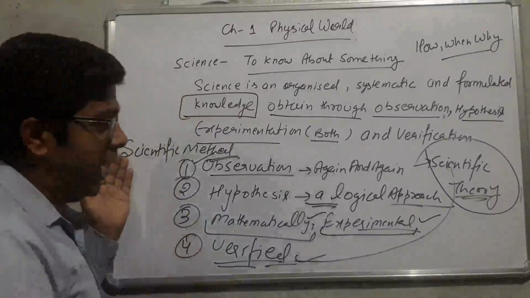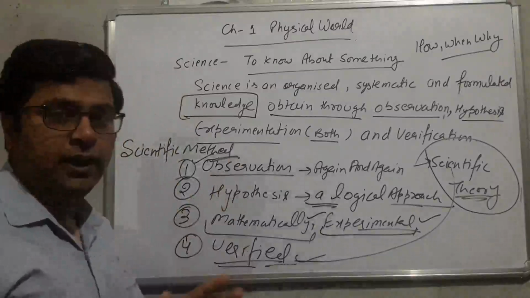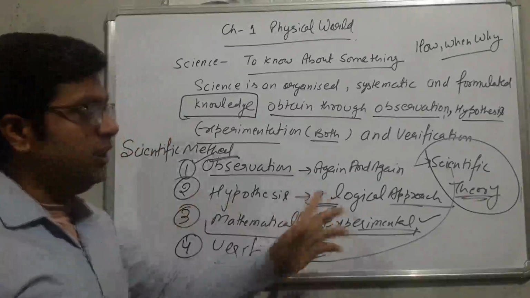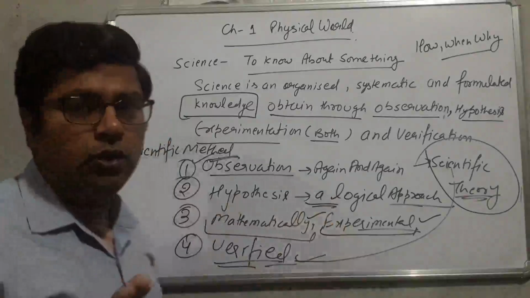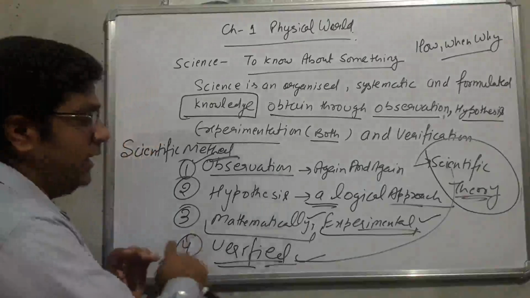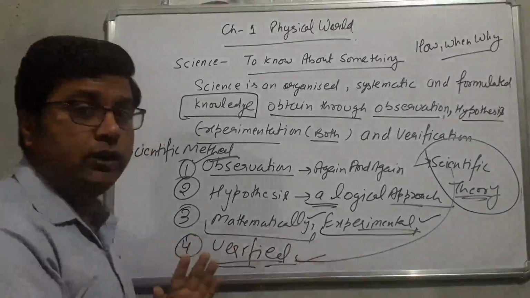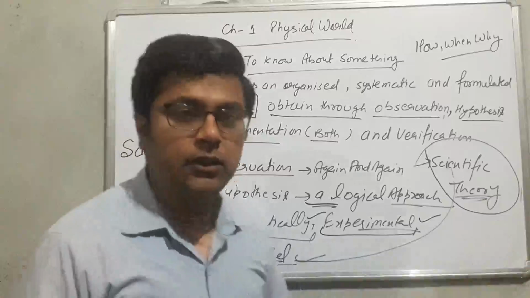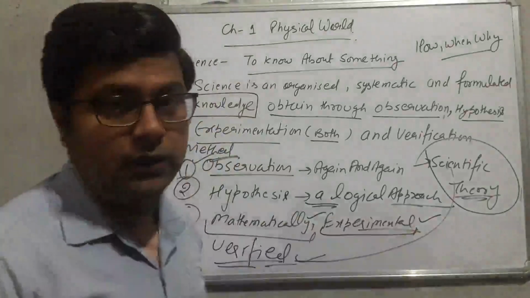Okay, and how does science work? Through observation. First of all, we observe the things again and again, maybe on that object or maybe on another object also. Then we give a logical approach: maybe due to this reason. This is a theoretical approach. We are not going to prove it in this step. We are just giving a logical approach, and then we mathematically prove it. And if it is proved mathematically and experimentally, verified and certified, then we call it our scientific theory. So this is all about science, scientific methods and scientific theory.